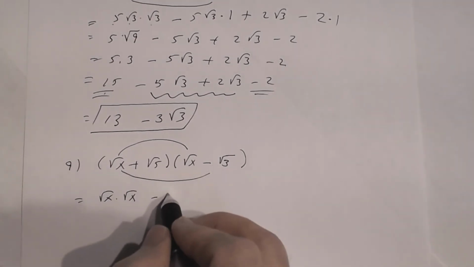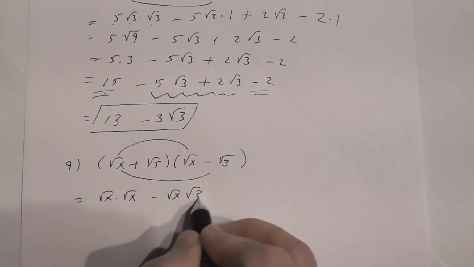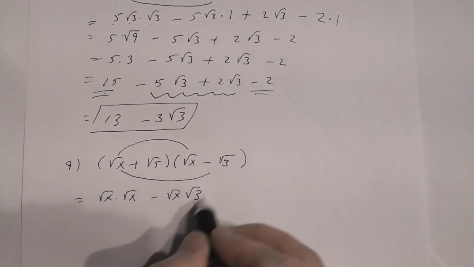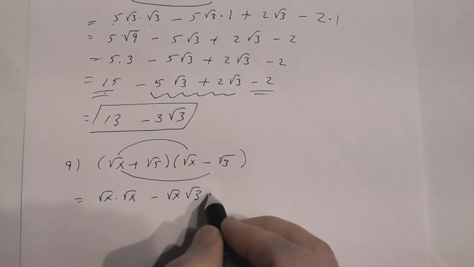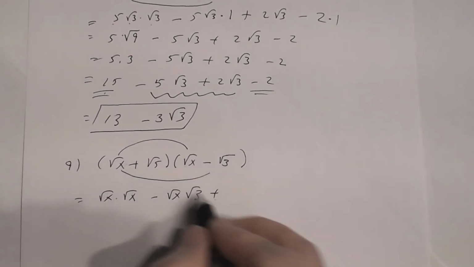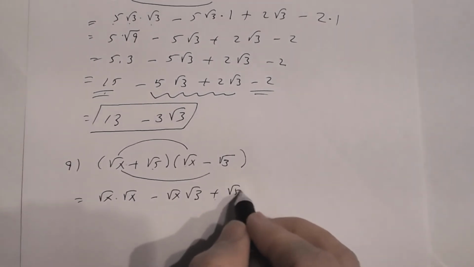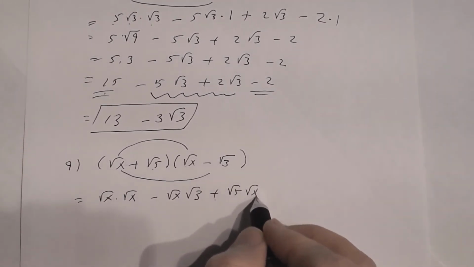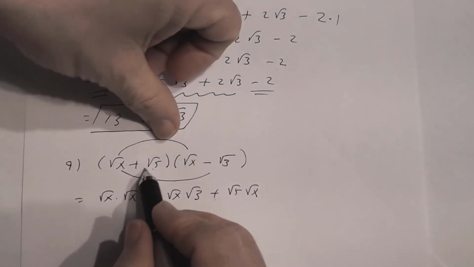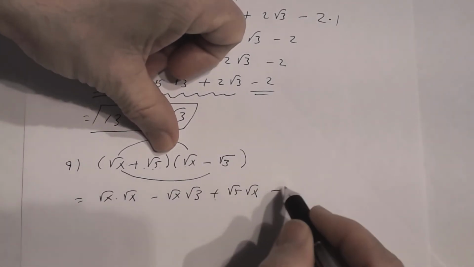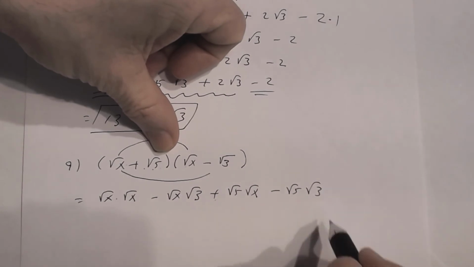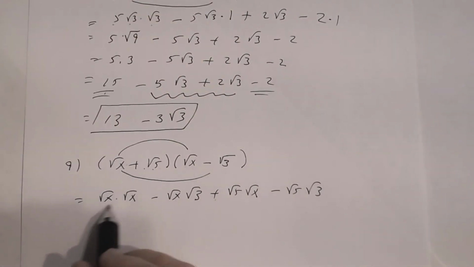So I have the square root of x times the square root of 3, right? This times this. The inner, positive times positive is positive: square root of 5 times square root of x. And then the last, a positive times a negative is a negative: square root of 5, square root of 3. Okay? All right, let's multiply what I can.